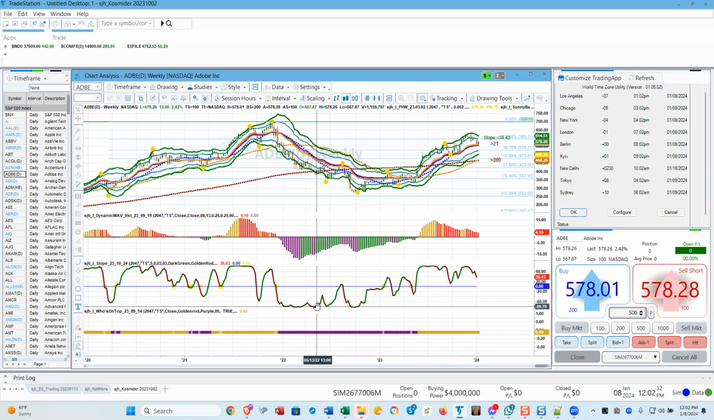The indicator I have here at the bottom is my slope indicator, so I can tell how many degrees things are moving at. Flat to me is any angle between +5 and -5.